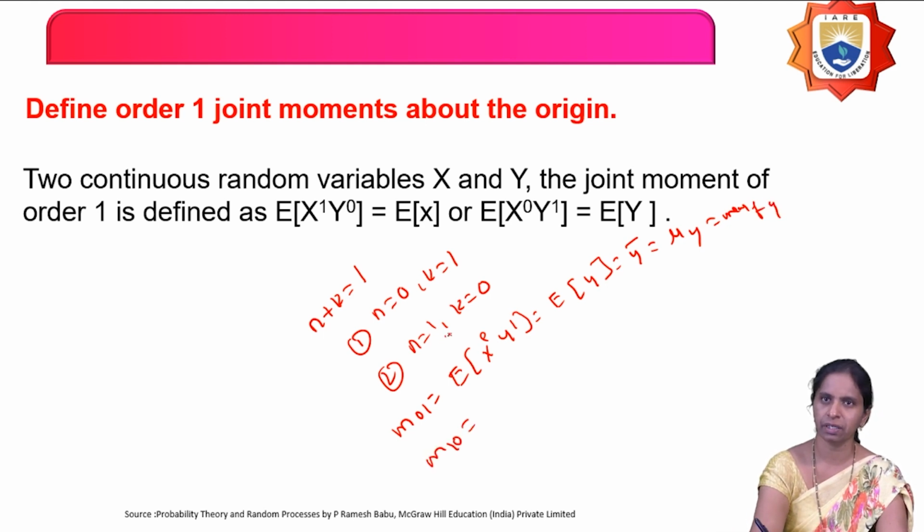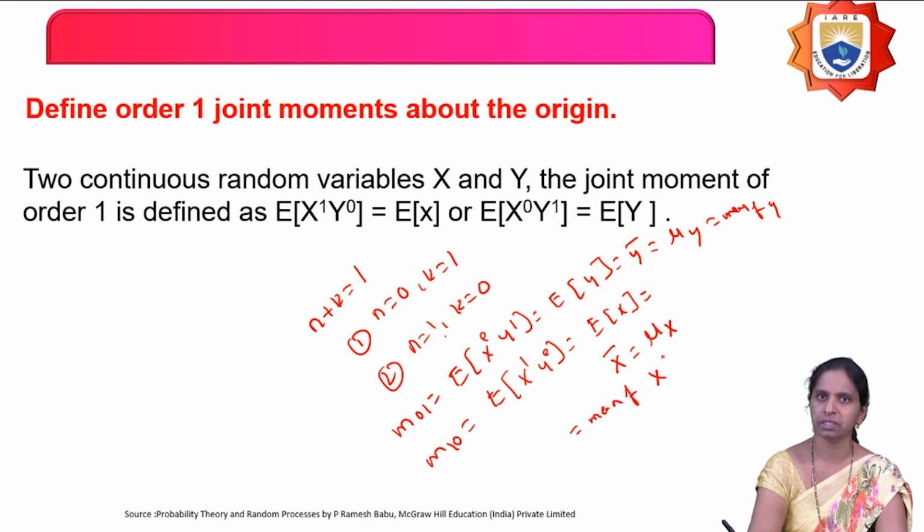Similarly, what is the second case? You can take n equals 1, k equals 0, nothing but expectation of x power 1 into y power 0, nothing but expectation of x. The expectation of x is called x bar, or it is also called mu x. So it's nothing but the mean of the random variable x. Therefore, the first order joint moments about the origin give the means of the two random variables x and y. If n equals 1 and k equals 0, you will get the mean of x. And if n equals 0 and k equals 1, you will get the mean of y.